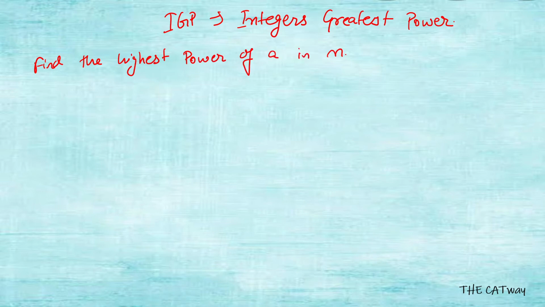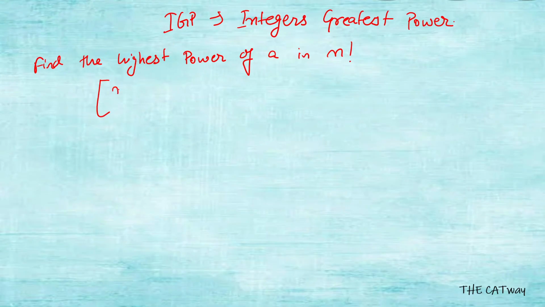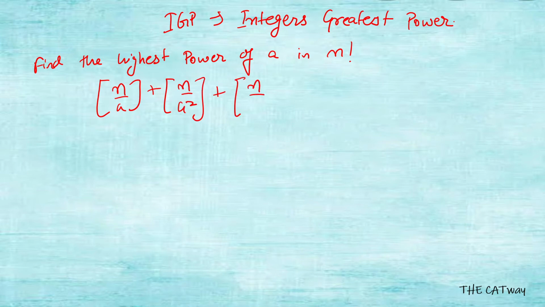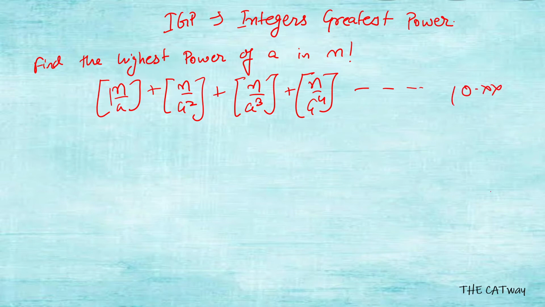in n factorial. So what you do is, sorry guys, we write it as n divided by a plus n divided by a square. We have n divided by a cube. We have n divided by a to the power 4, and so on up till the value of this division is 0.xx. Okay, so till we get that. Acha, now let's come to an actual example.